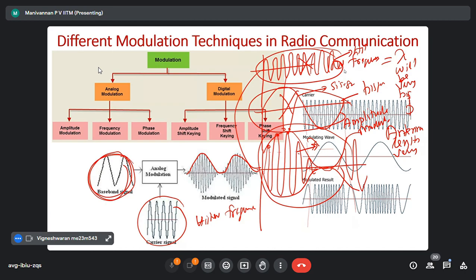Now, if I do amplitude modulation, what I'm doing, I take a very high frequency signal, the carrier, and modify its amplitude. This is called amplitude modulation, correct? So the amplitude is modified. And I transmit the carrier, which is 100 times, 1000 times higher frequency. So my antenna length will become smaller.